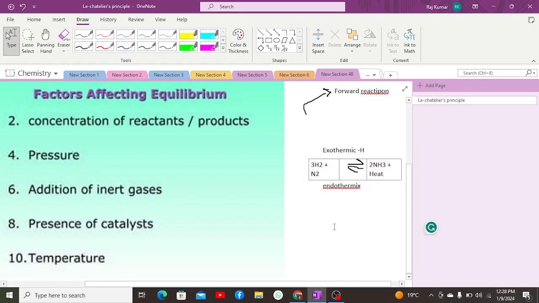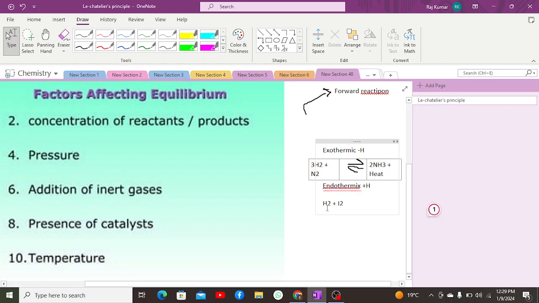Likewise, an endothermic reaction will have not a minus sign but a plus sign, because here heat is being absorbed by the reactants, as a result of which we write the heat as a reactant. We write heat on the reactant side, or the left hand side.